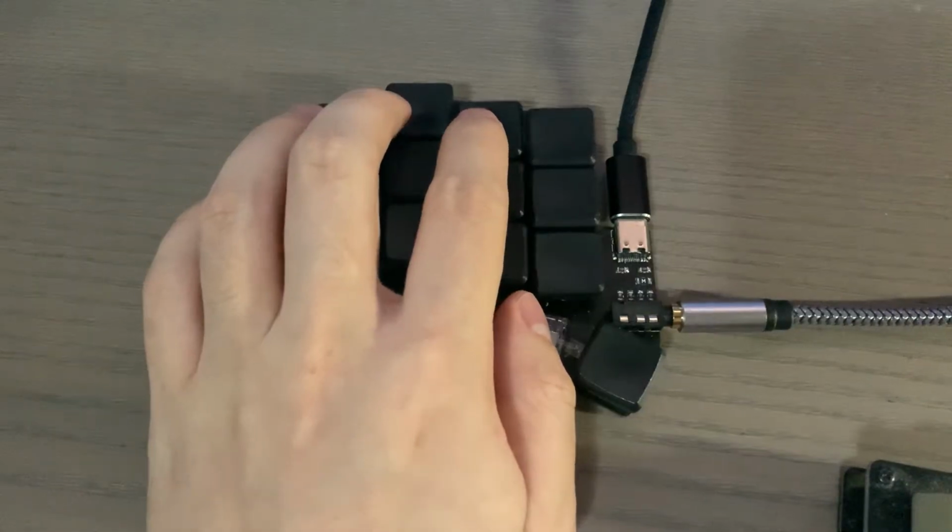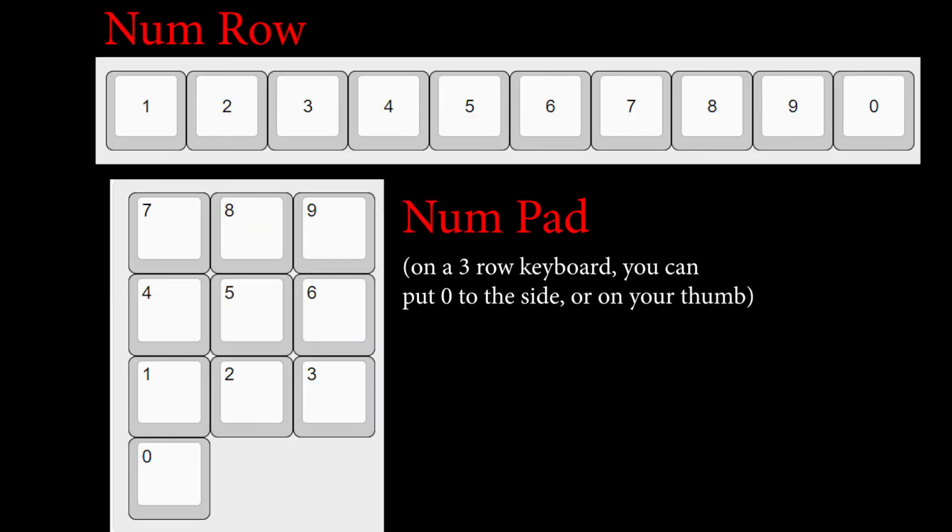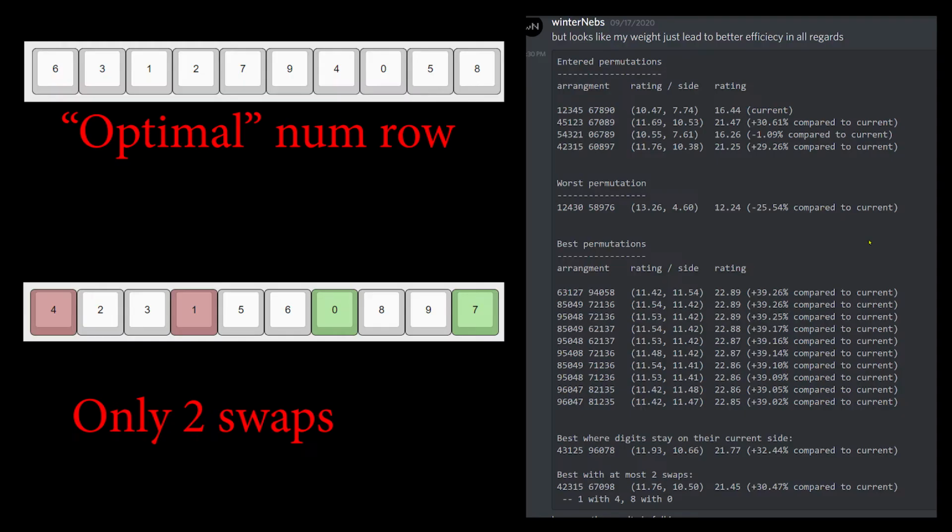We're gonna put numbers on a layer. We'll call this our number layer. Now, what shape you decide to make it is up to you. I personally prefer the num row, but others prefer numpads. If you're interested in what an optimal number row looks like, it would actually look something like this. Though I still use a regular num row since I haven't bothered to switch.